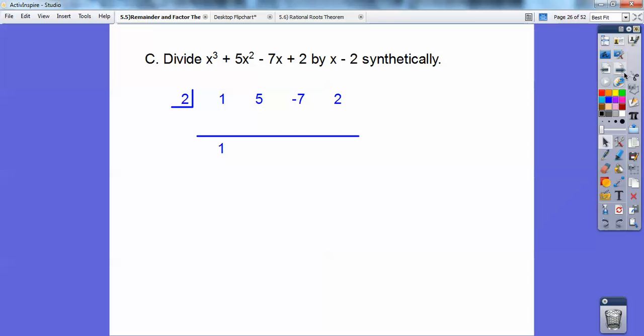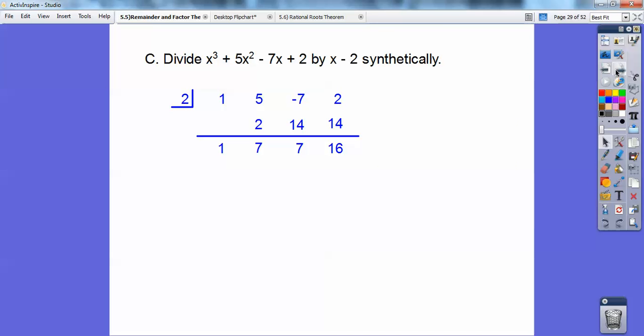So slide the 1 down. Okay, the 1 comes straight down. Then I go 1 times the box number 2. So that's what goes underneath here. 1 times 2 is 2. Add 5 and 2 gets me 7. 7 times the box number goes underneath that negative 7, so it's 14. And then add negative 7 plus 14 is 7. And then 7 again times the box number is 14. There's my remainder. Okay, now since this was x cubed, this is always 1 degree less. So this would be 1x squared plus 7x plus 7 plus my remainder 16 over what I was dividing by, x minus 2.